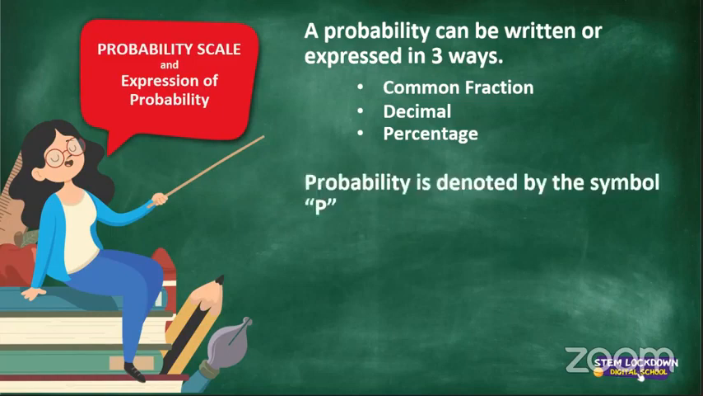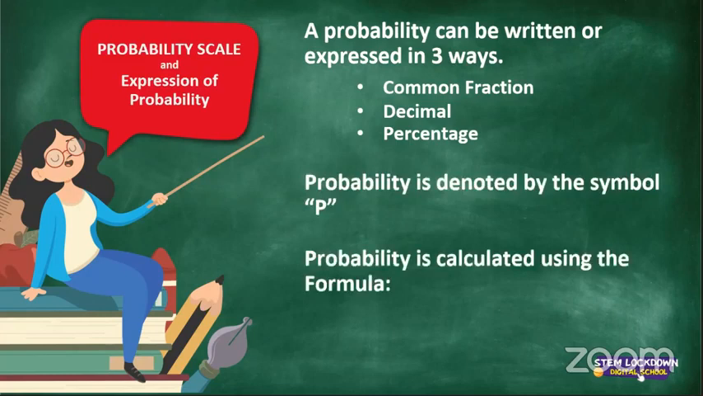Okay. So probability is also denoted by the symbol P. Probability is calculated using the formula. I showed you guys the formula a bit earlier. So who can remember, how do we calculate probability? What is the formula we use for probability? Who can remember? So it would be P equals, what is the formula we use to calculate probability?